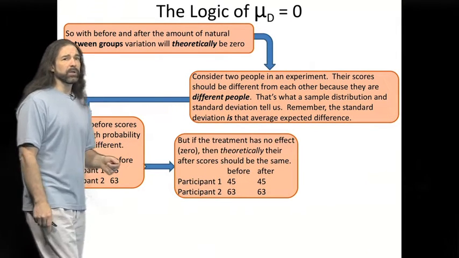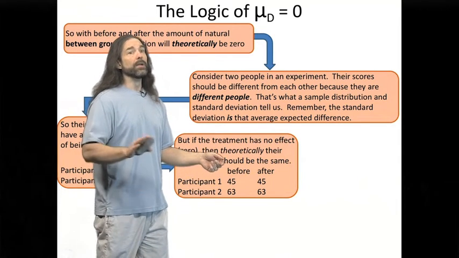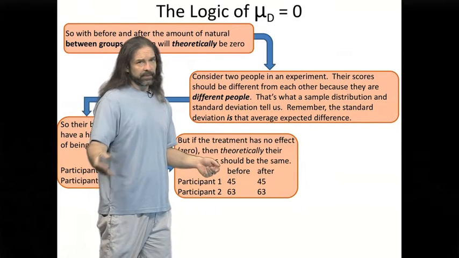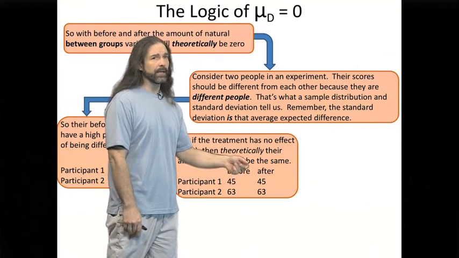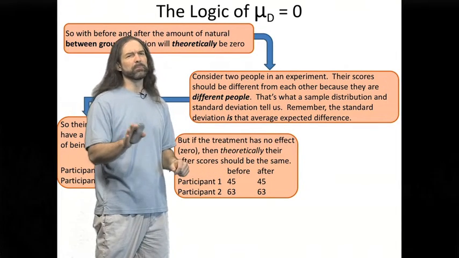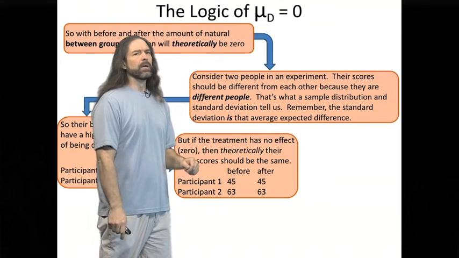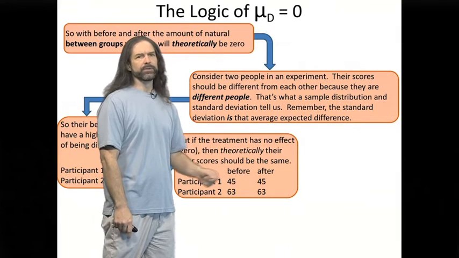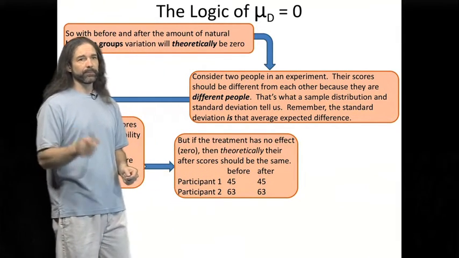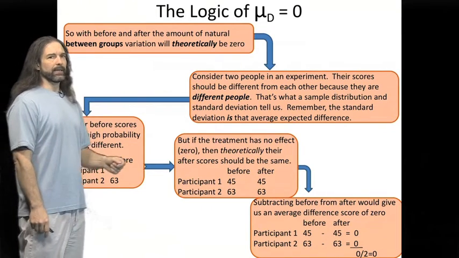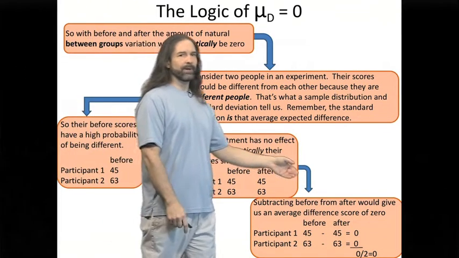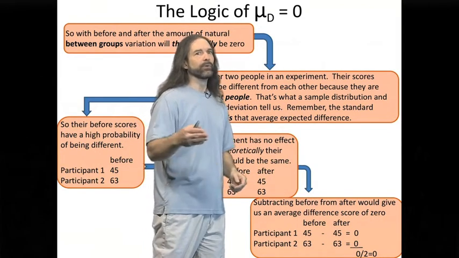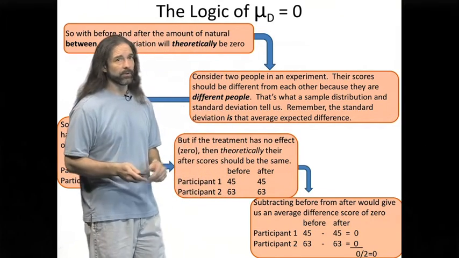However, if I then apply a treatment and the treatment does nothing, then if it took participant 1 45 minutes, on the next time that they attempt this task, it should also take them 45 minutes, if we assume that practice effects have no effect here. Likewise, participant 2, if it took them 63 minutes the first time, then on their second trial it should also take 63 minutes if the treatment had no effect. So again, if we have before minus after, theoretically that should be zero. If I were to calculate a mean for that expected difference, if the treatment has no effect, it would be zero.